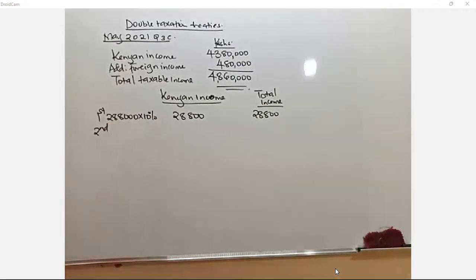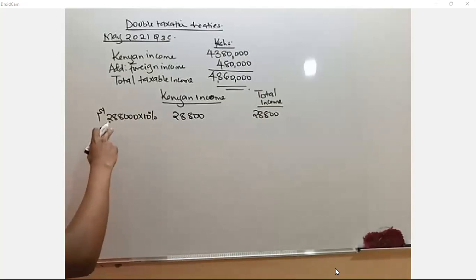The second band, I remember when you look on that paper up there, on the side, there is a side where they are giving you the annual tax pay up there on the chart. So there is a difference between the first range, which is 1 to 288,000, the rate is 10%. The second one is 288,000 and 1 to 488,000.